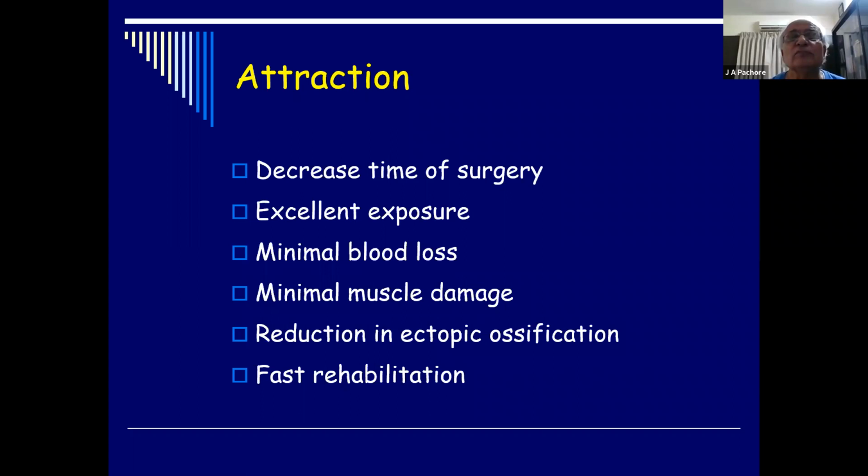Why does it attract? A lot of people have been attracted, especially Indian people. It decreases the time of surgery, very quick surgery, excellent exposure, minimum blood loss, minimal muscle damage, reduction in ectopic ossification. This is one important factor. The posterior approach has much less ectopic ossification compared to anterolateral and transtrochanteric. Fast rehabilitation because you are keeping the abductor intact. Gluteus medius, the master muscle, is intact.